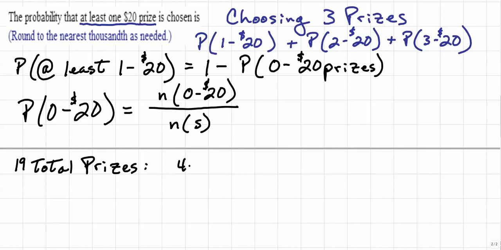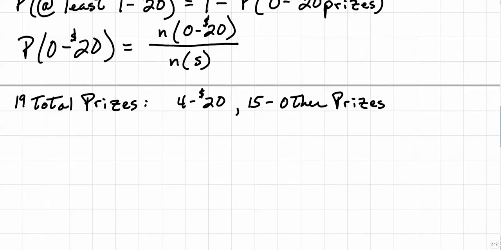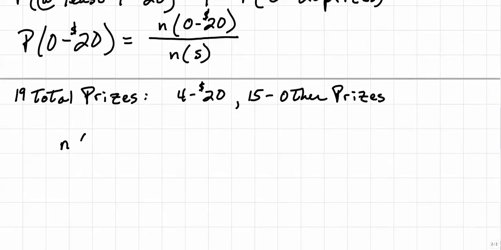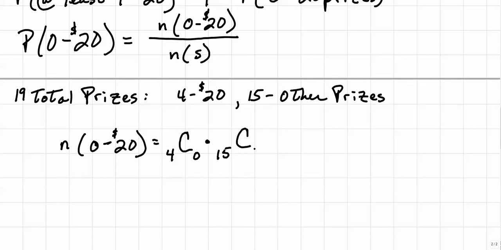So there are 4 $20 prizes, and that means there are 15 other prizes, and we want to choose from those 15. So N of 0 $20 prizes will be equal to the fact that I am not going to choose any of the $20 prizes times the fact that I will choose 3 prizes from the remaining 15.